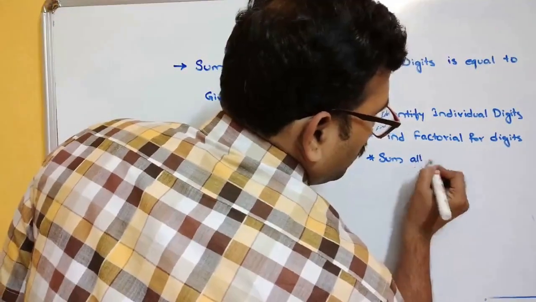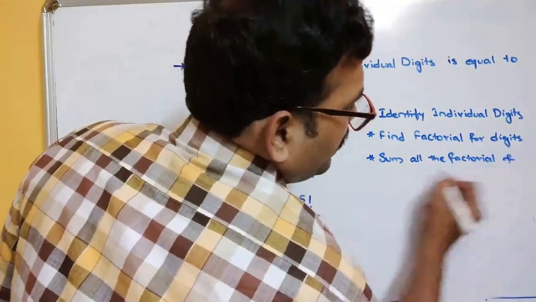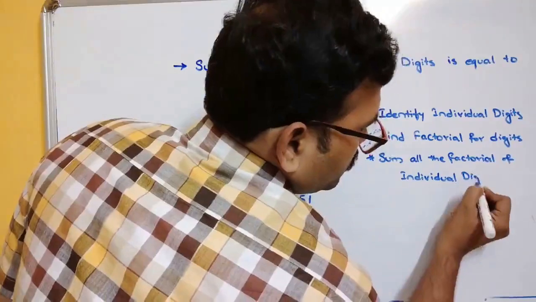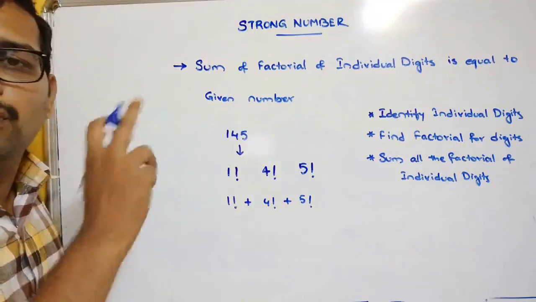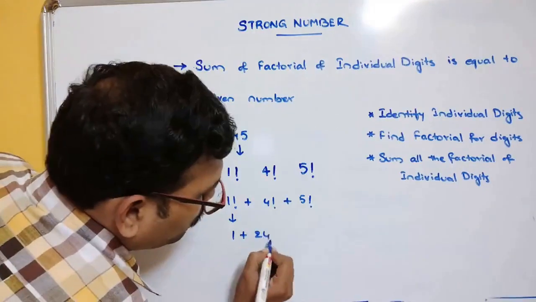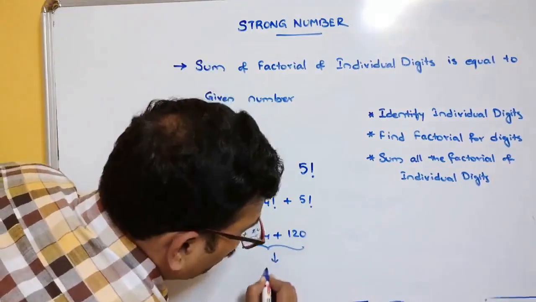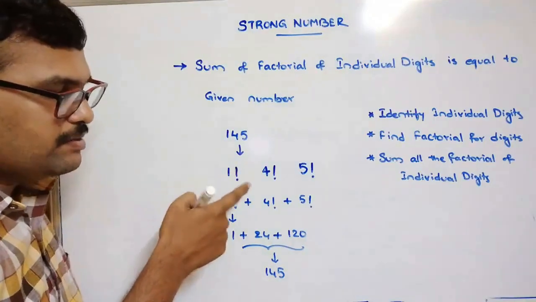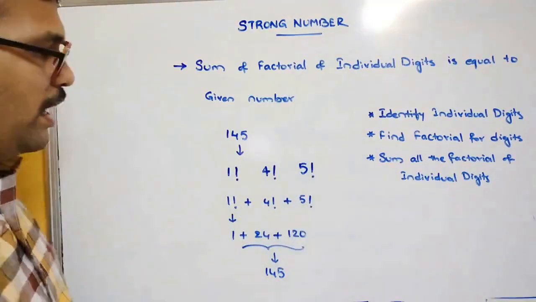Sum all the factorials of individual digits. Like this we need to apply, and check whether the sum is equal to the given number. For example, this is 1 plus 24 plus 120, which is nothing but 145. So that is the same number. So identify the individual digits, find the factorial and add the sum. These are the 3 steps we need to do.